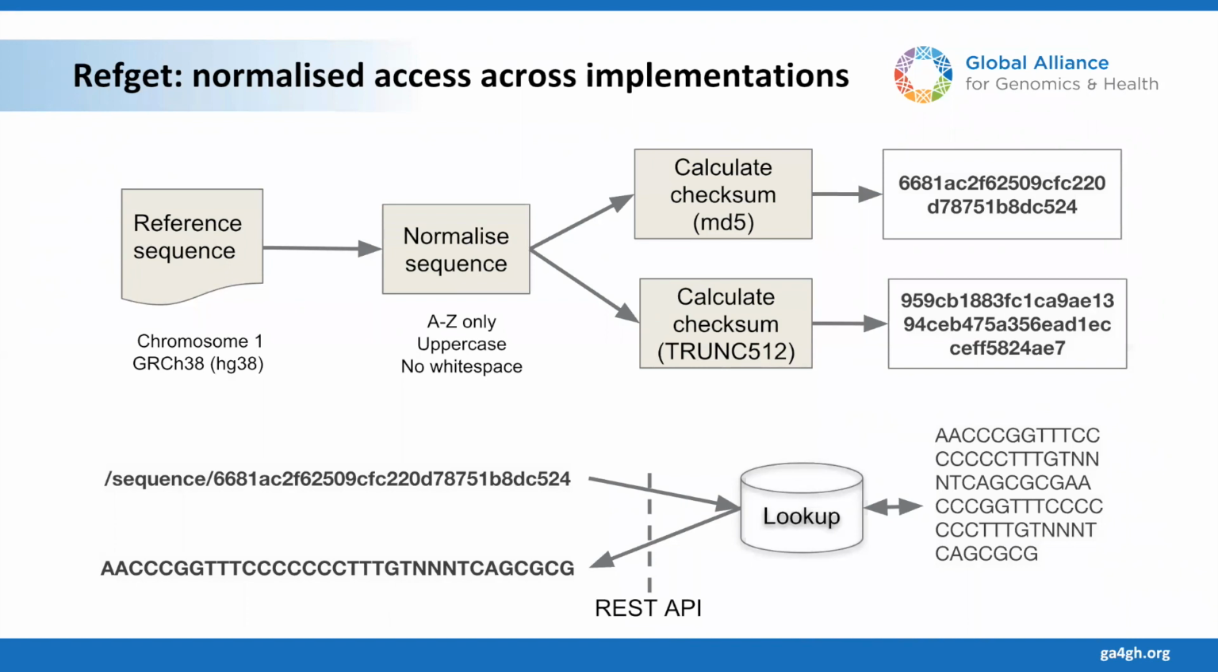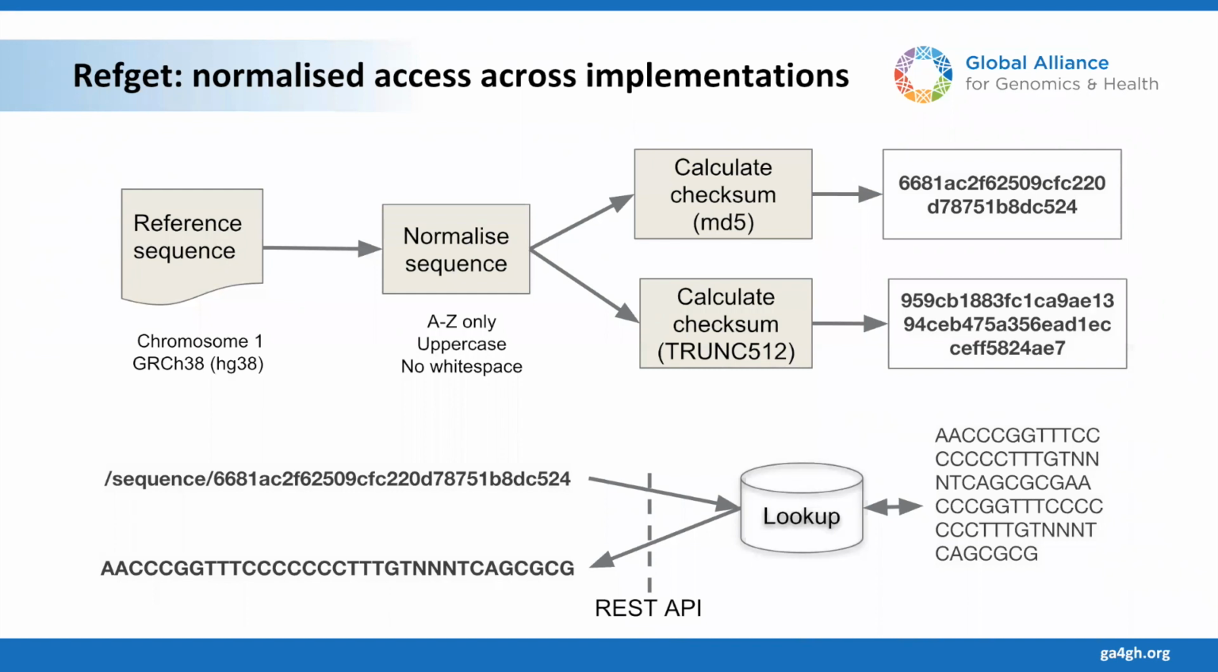We then allow an implementation to go through 2 different checksums. The first of these is MD5, and that is there to maintain backwards compatibility with the CRAM reference registry implementation and with the CRAM format. So if an implementation wants to be compatible with CRAM, they must implement MD5 checksums. The second one was an algorithm called trunc512. We generated a second one because we were concerned about the potential for collisions to appear in MD5. And so we wanted to future-proof ourselves slightly from that eventuality.